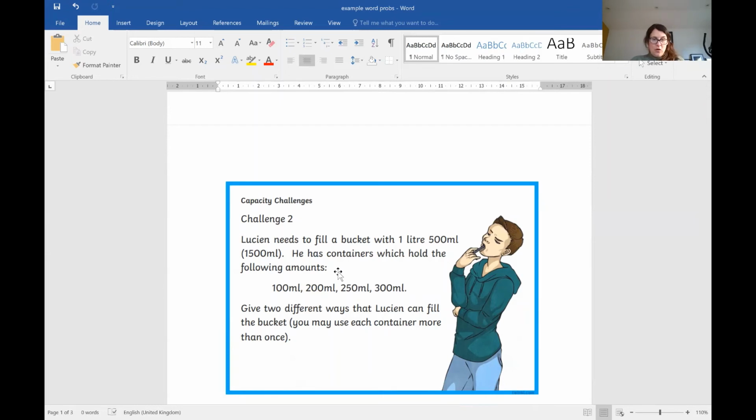So just like before, we need to give 2 different ways that he can fill up the bucket, which is 1,500 millilitres this time. So how can you work with these numbers to create exactly 1,500 millilitres? You need to pause there, go off, have a go, and then when you're ready, unpause me and we'll look at the answers.